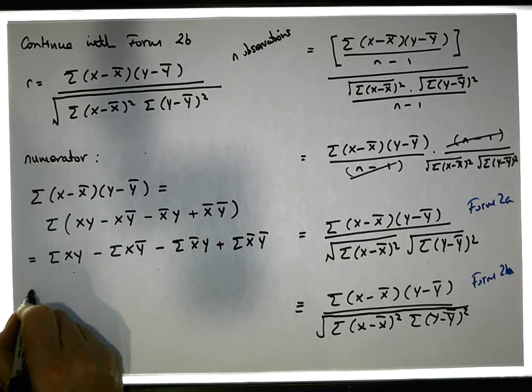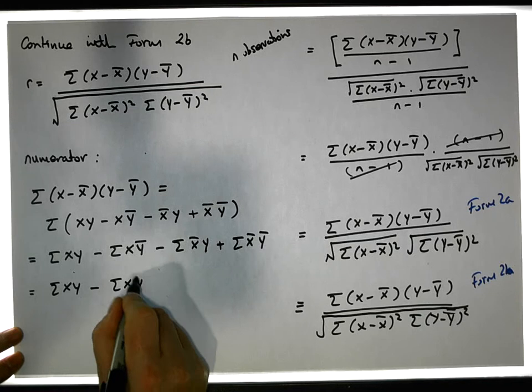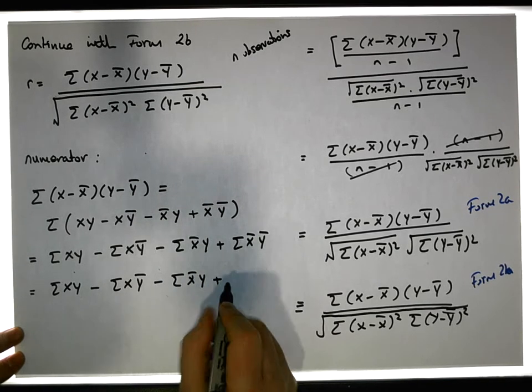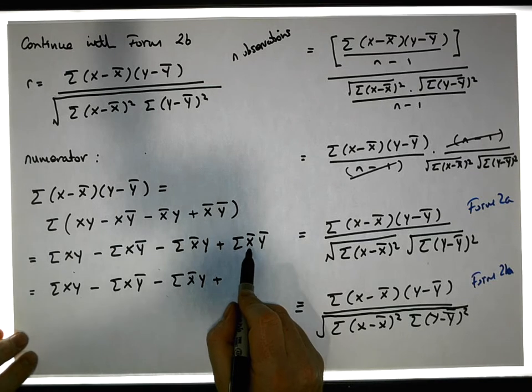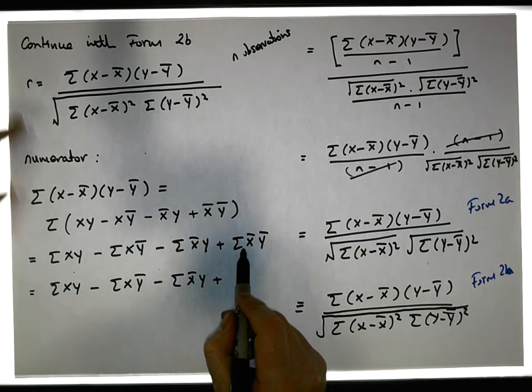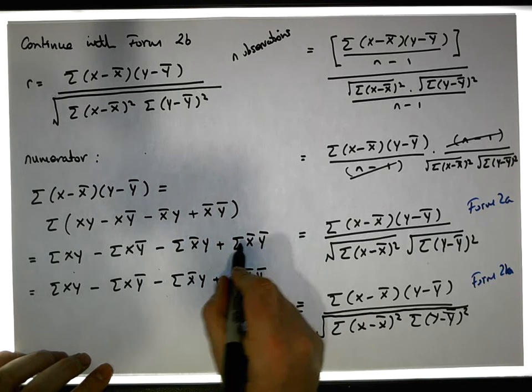This is the same as the sum of the xy's minus the sum of the x's times the y bars, minus the sum of the x bars times the y's, plus, now, the x bar is a constant, the y bar is a constant, and I'm going to sum these up over n things, so there's actually going to be n of these. So this is plus n times x bar y bar. That's what that summation comes out to be.